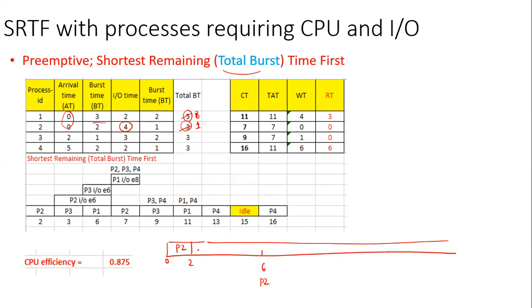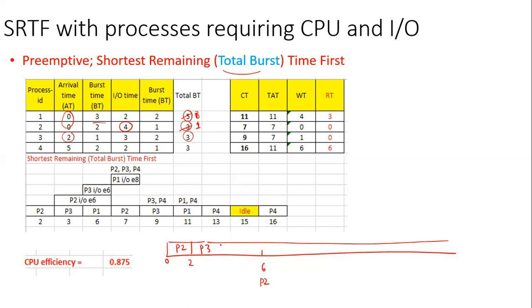So now after P2, which one will you take? At 2, another process came in. Do you agree with me? P3 came in and its burst time is 3. This one is 5, that is 3. Which one is smaller? P3. So P3 you take. So P2 is going to be coming back again. Do you agree with me?